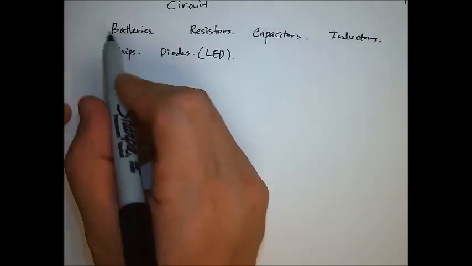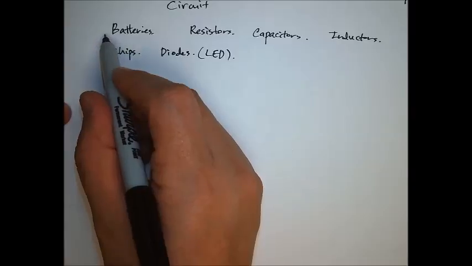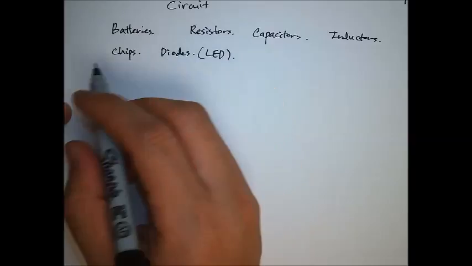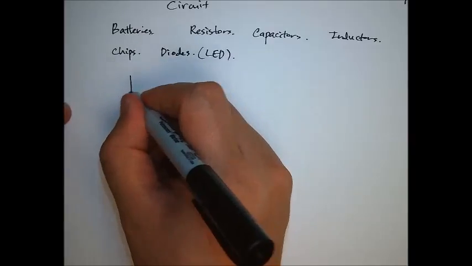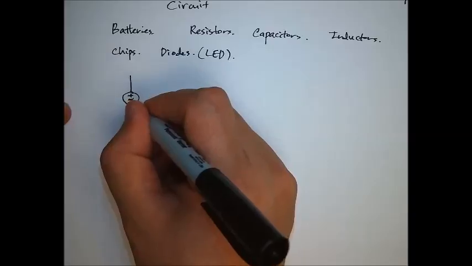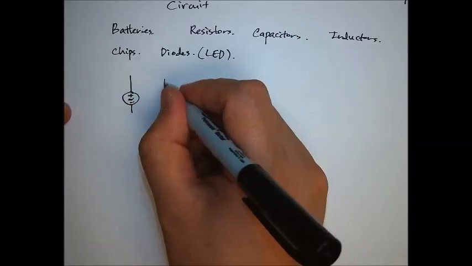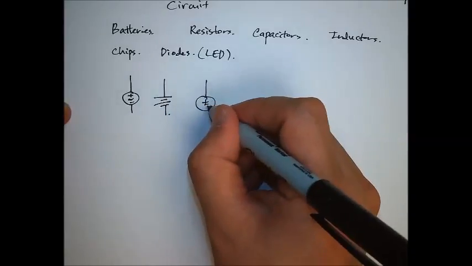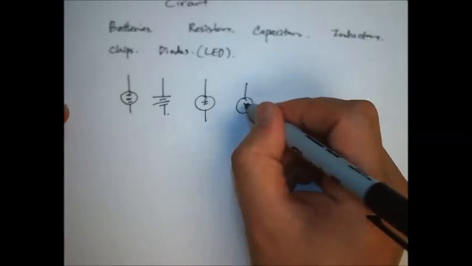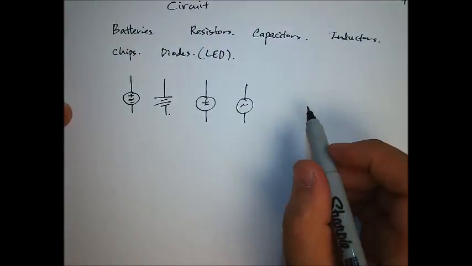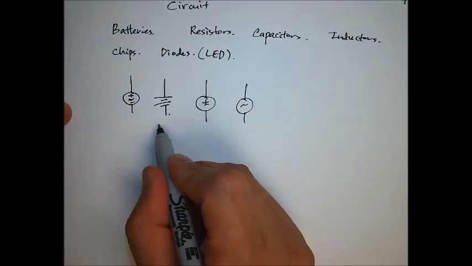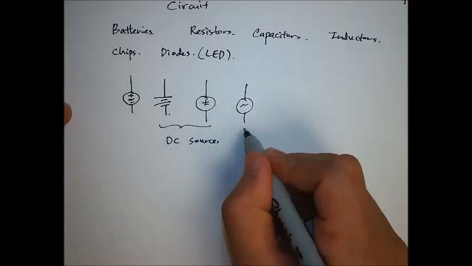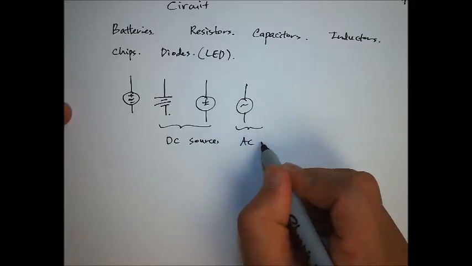So a battery is modeled as a source, called a voltage source or a current source, and the way we draw that is by drawing something like this. In some cases you can draw it like this, some people draw it like this, and in other cases like this. So these are sources, and these two are DC sources, and this is an AC source.